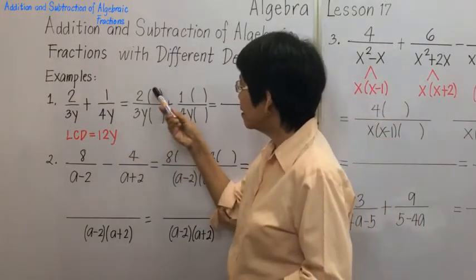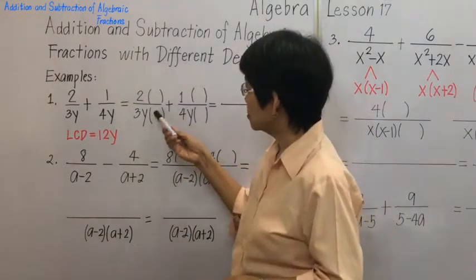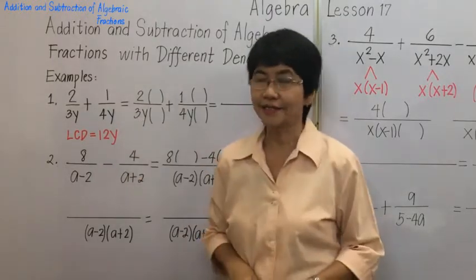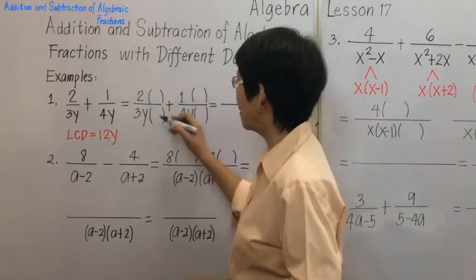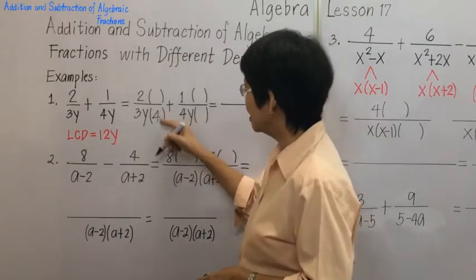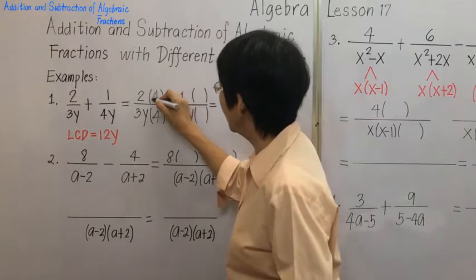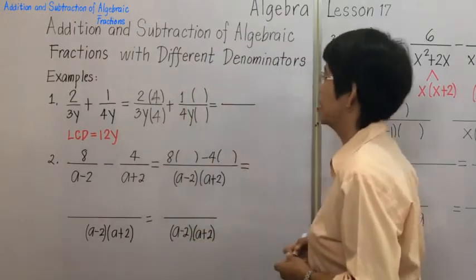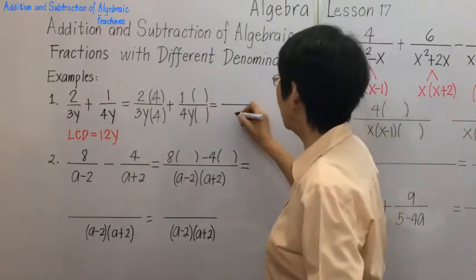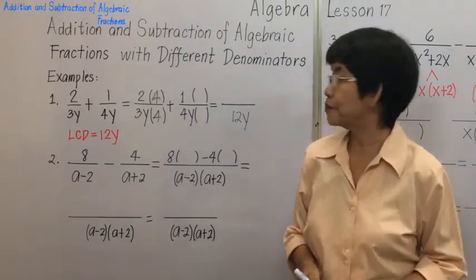To get the missing multiplier and raise the fraction to higher terms, we simply divide 12y by 3y. So, 12 divided by 3 is 4. So, the missing factor is 4, and that will be the multiplier in the numerator. So, the result is 3y times 4 is 12y, that will be the common denominator.